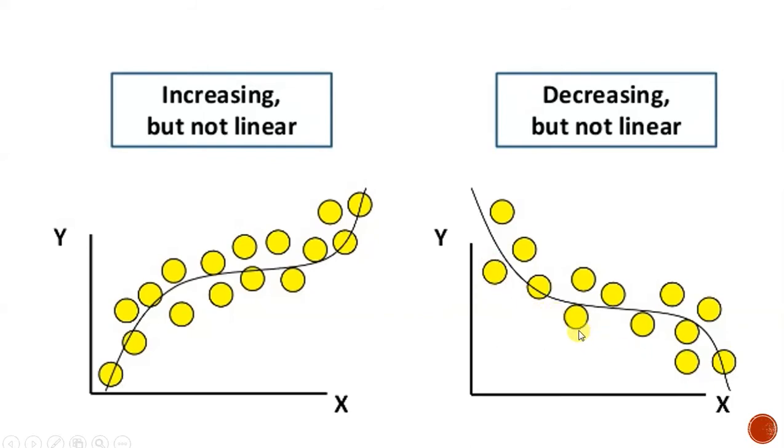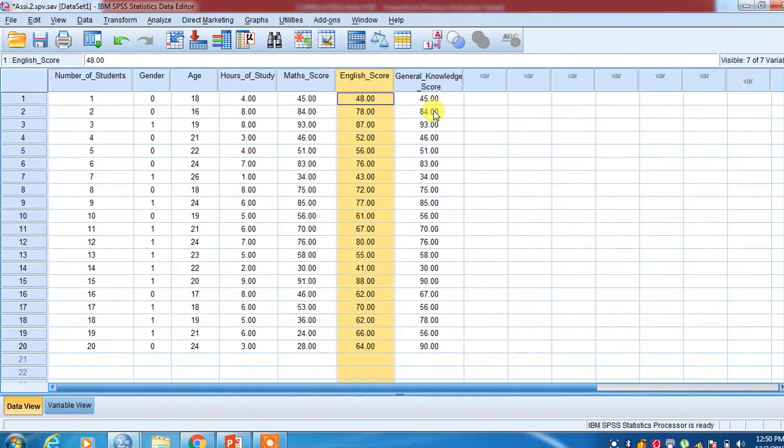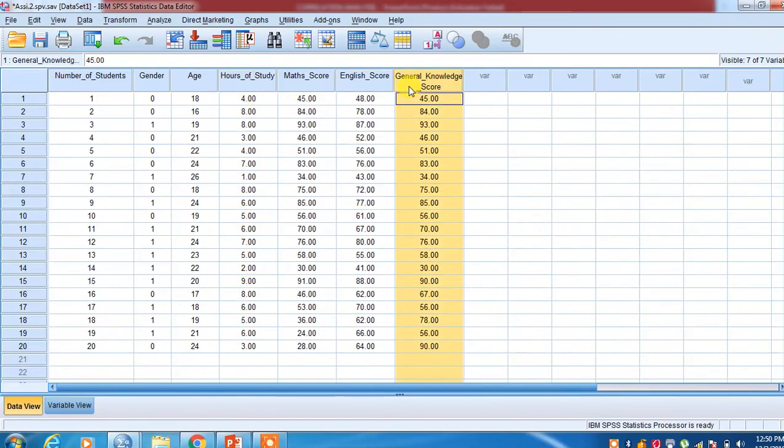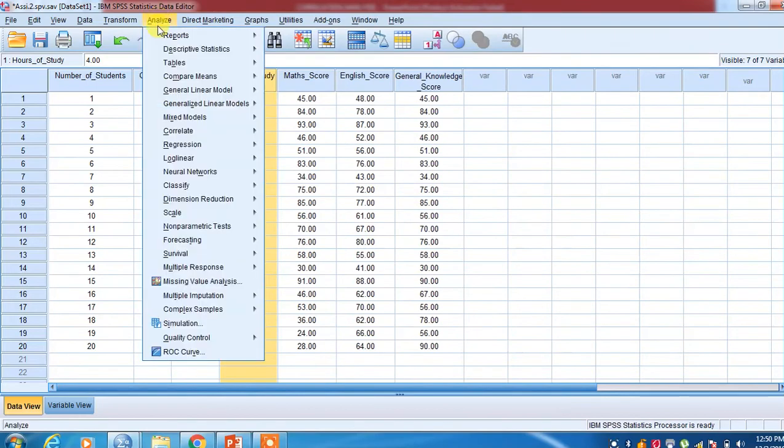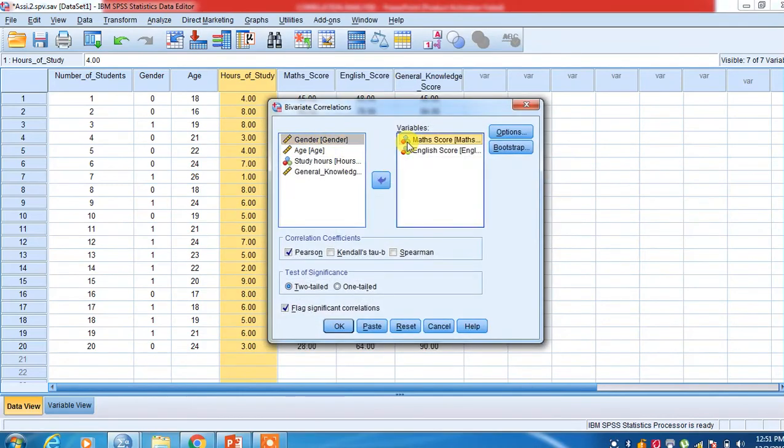Now we are going to apply Spearman's rank correlation, also known as Spearman's rho correlation, to two ordinal variables. Here I am correlating the hours of study with the general knowledge scores. We will go to Analyze, Correlate, Bivariate, and I am going to add my variables in this column, study hours and general knowledge. Now I will check the Spearman's box, two-tailed test, flag significant correlations, yes.